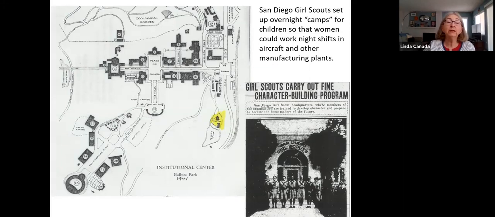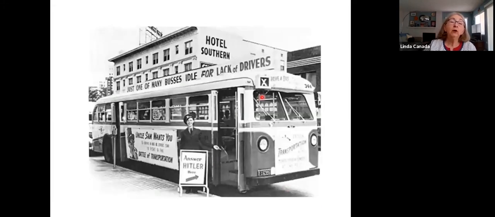Now, there were a lot of jobs that were open to women that had never been open to women before. One of them was as a bus driver. And so here you've got a young woman in her uniform urging women to come and apply to be bus drivers.